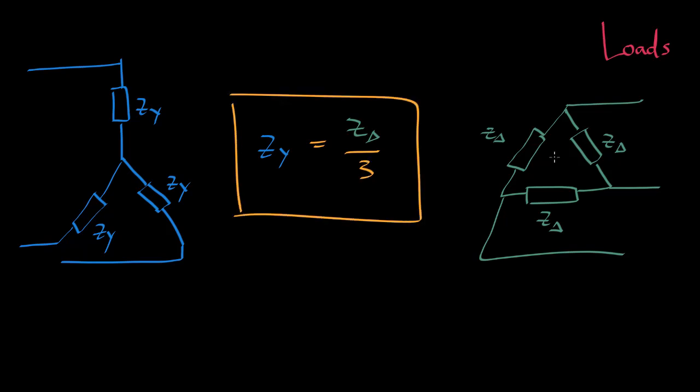This means that a delta connected load with 3 times the per phase impedance of a star connected load would, when connected to the exact same source as that star connected load, display the exact same current values on each line.